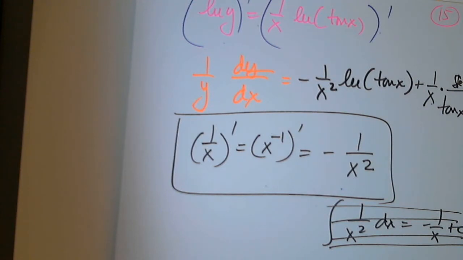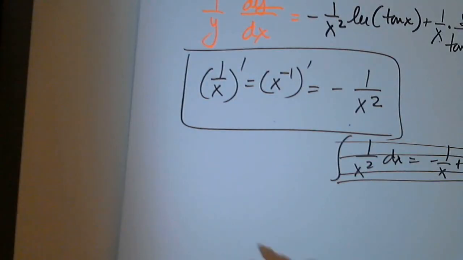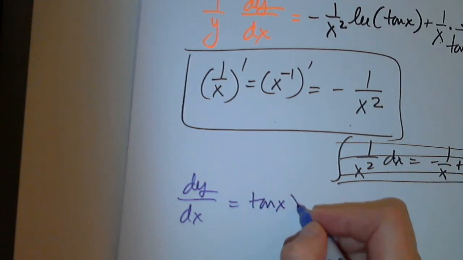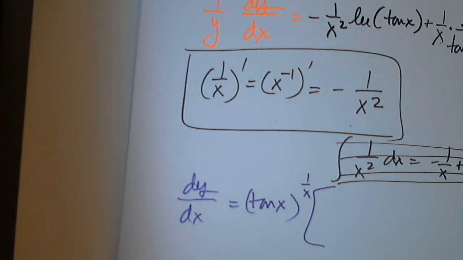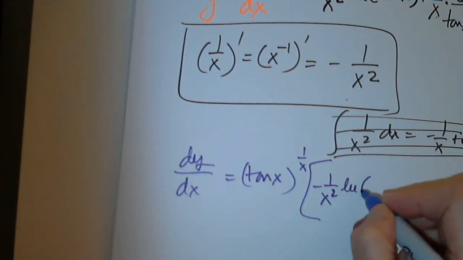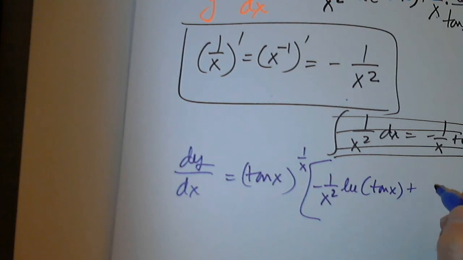So I'm not going to try to do anything here. The only thing I'm going to do is just rewrite dy over dx, multiply both sides by y, but y is tangent x raised to 1 over x, and that's it. So then dy over dx equals tangent x raised to 1 over x, and now I copy everything else I see. Negative 1 over x squared, natural log of tangent x, plus secant squared x over x tangent x.